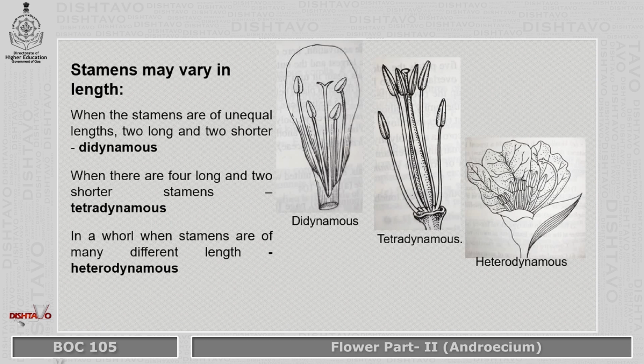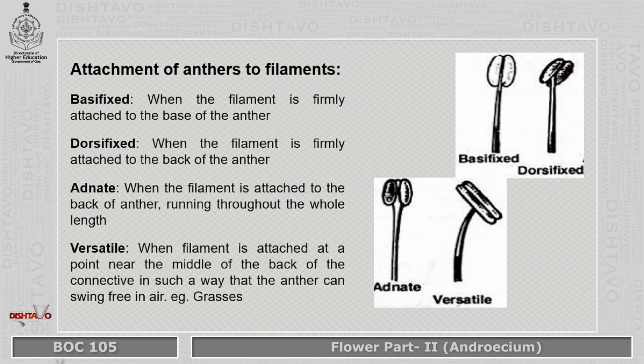Anther lobes are attached to a filament, and how they are attached with the filament will form different kinds of stamen structure. Basifixed stamen is when the filament is firmly attached at the base of the anther. Dorsifixed stamen is when the filament is firmly attached to the back of the anther. And there are some more variations. Adnate stamen: here the stamen filament is attached at the back of the anther, but it is running all through the length of the anther lobes. Then it is called adnate.